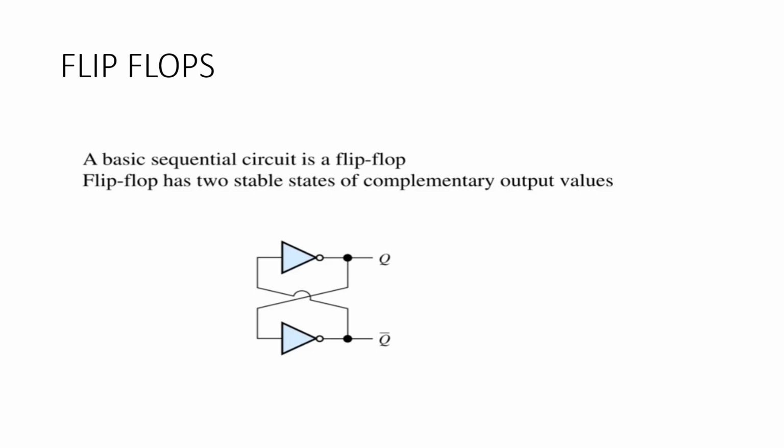So it stores one bit and it has two outputs, that is Q, the normal output, and Q bar, the complement output. If Q is equal to 1, then Q bar is equal to 0. If Q is equal to 0, then Q bar is equal to 1 here.